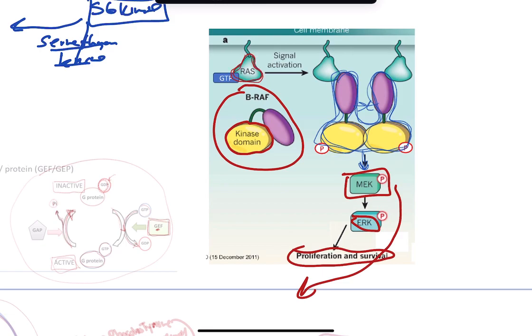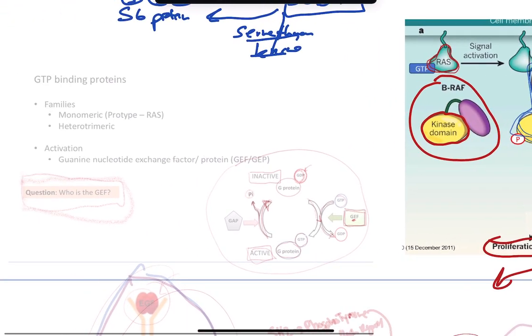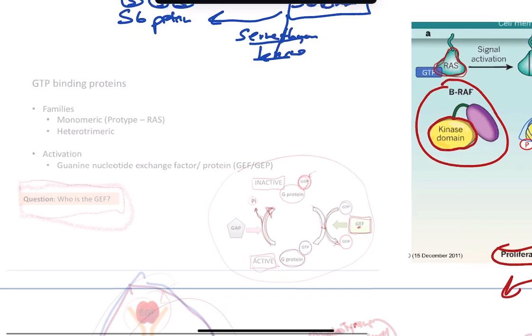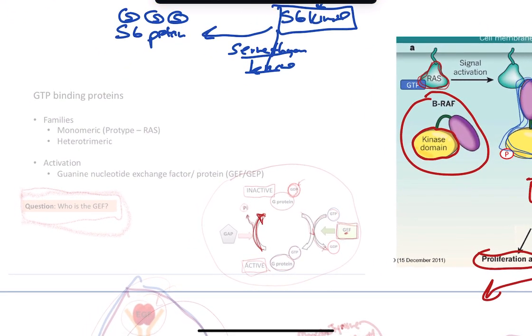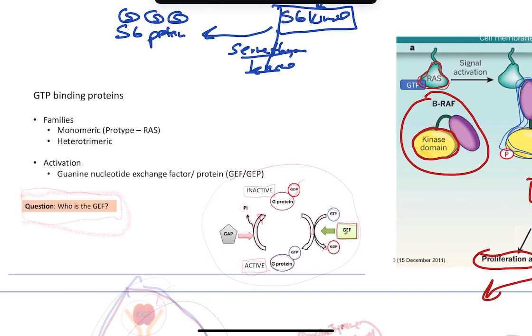Okay, so that still doesn't answer our question, because they found out that RAF is also phosphorylated on serine-threonine residues, right? And at that point, that's where I'm going to bring you back to this slide. Remember this slide that we talked about earlier in the last discussion that we had? Let me go ahead and paste that here. There we go.